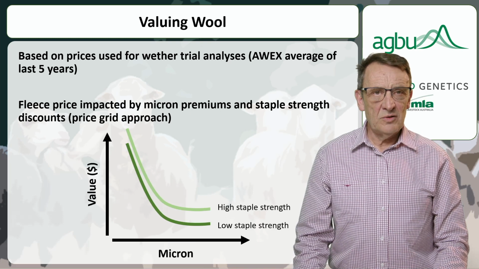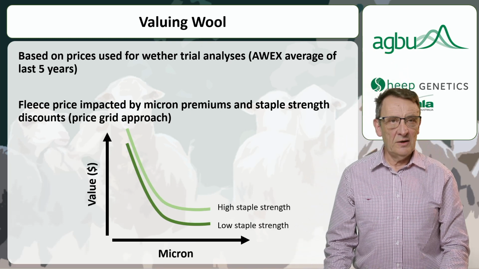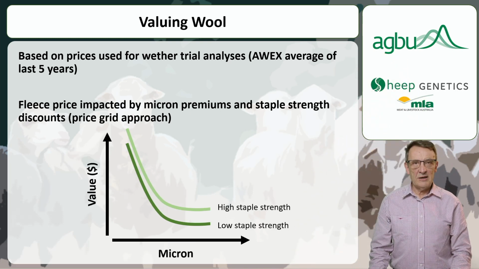Firstly, the model values wool on the basis of cut per head and price per kilo, accounting for the costs of wool harvesting and marketing. Wool cuts per head are based on appropriate greasy fleece weight averages at different ages and wool growth periods. Wool prices have been based on 5-year averages for fleece wool provided by AWEX for weather trial comparisons. Price averages in this period show quite strong micron premiums for increased price with lower fibre diameter and to a lesser extent with higher staple strength.